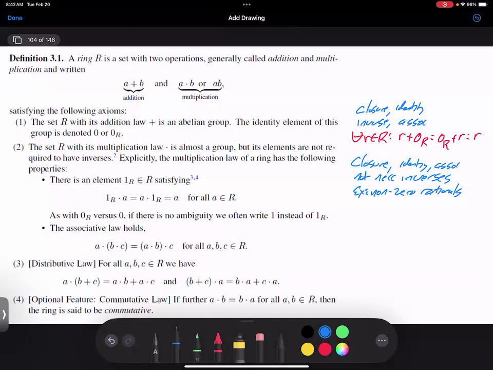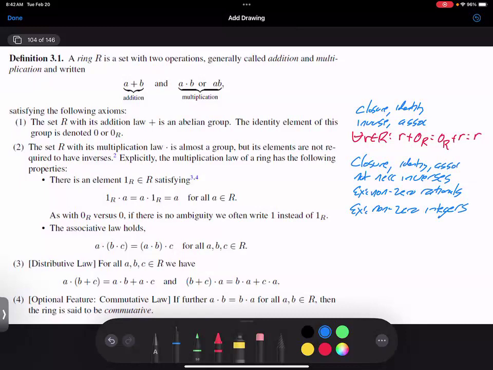Now, I could also do as an example the non-zero integers. And that would be a better example where I don't have inverses. The inverse of 5 under multiplication is 1/5, and that's not a non-zero integer. So just because it doesn't have to have inverses doesn't mean it can't have inverses.